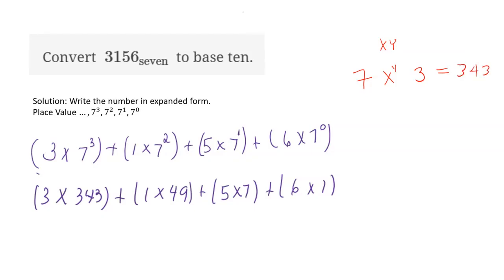Another way of typing this in your calculator would be this symbol. Some people call it the caret symbol. I learned to call that the hat symbol. To me, it's like a hat. And so this also means power. So 7 to the power 3 is 343.